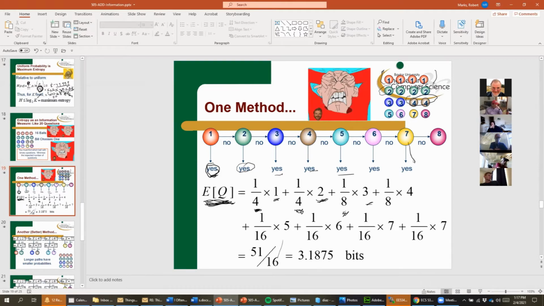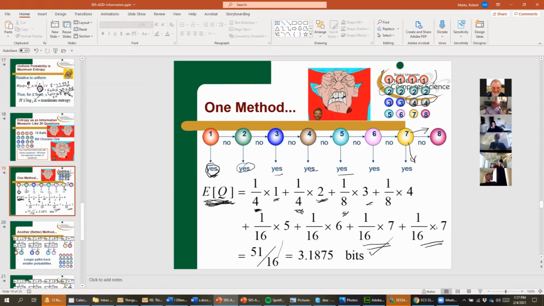One of the answers gets you this way, one of the answers gets you this way. So we have both the 7 and the 8 being 1/16, and it costs you 7 questions. So this is the expected value of the number of questions that you have to ask. If you add them up, you get 51 over 16, okay?